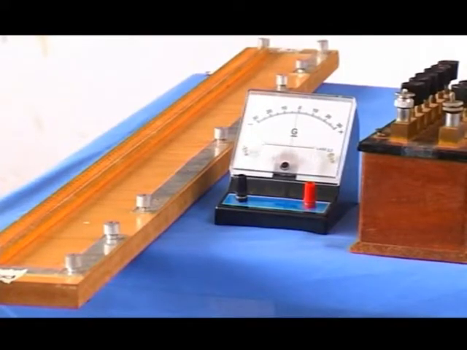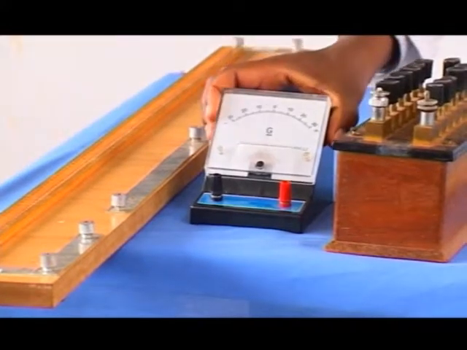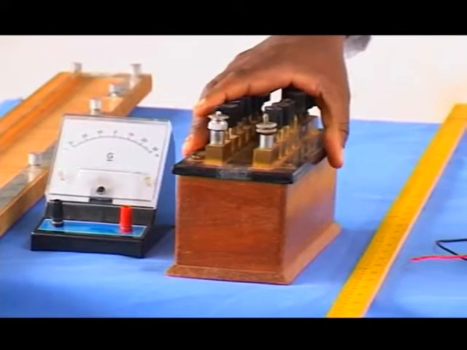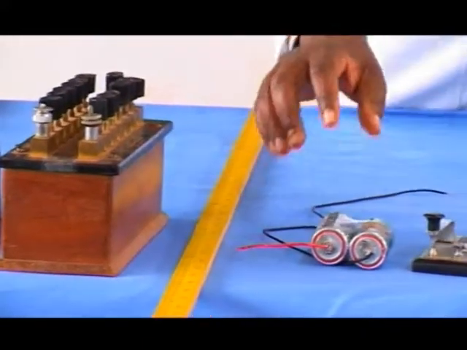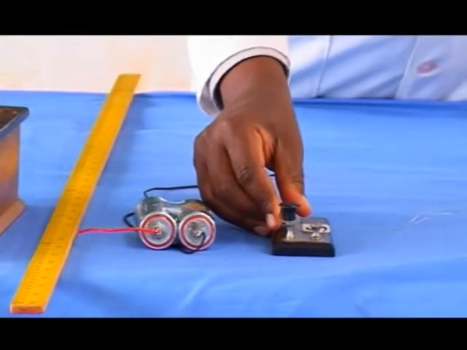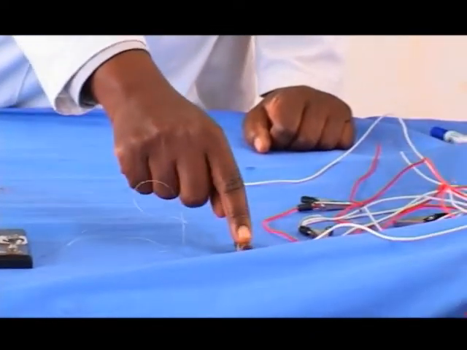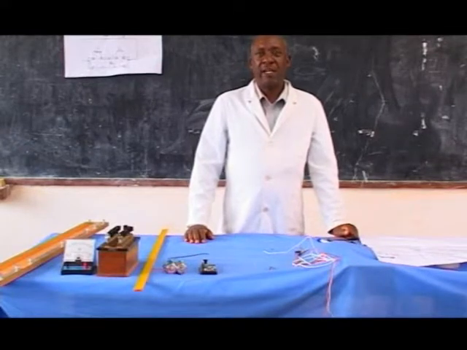Requirements: meter bridge, sensitive center zero galvanometer, resistance box, meter rule, dry cells, a switch, Constantan wire, jockey, and connecting wires. Procedure and observation.